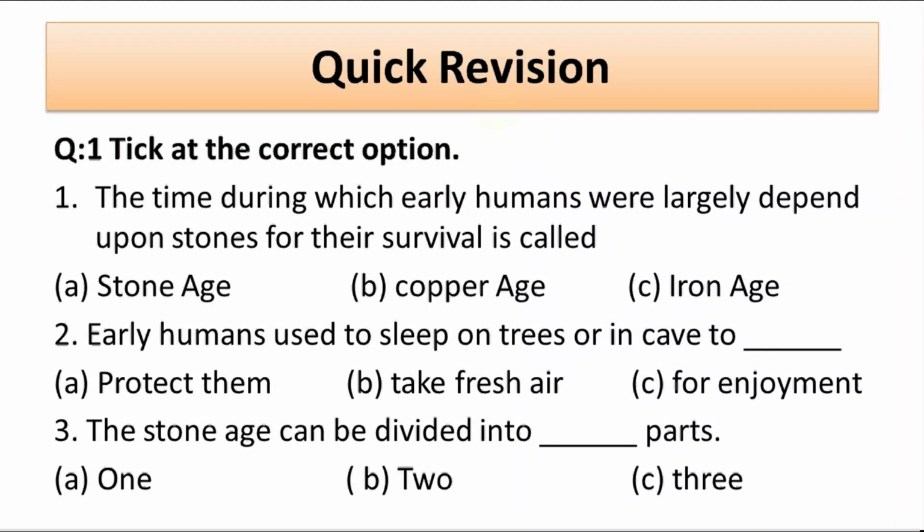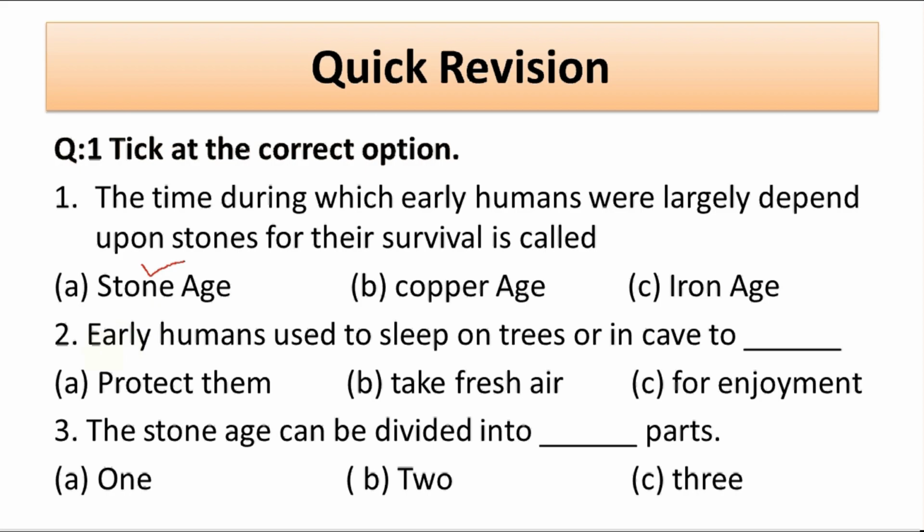Now let's do a quick revision of whatever we have studied in this chapter. First question is tick the correct option, and under it there is a first question: the time during which early humans were largely dependent upon stones for their survival is called, and your options are Stone Age, Copper Age, and Iron Age. So the answer of this question is Stone Age.